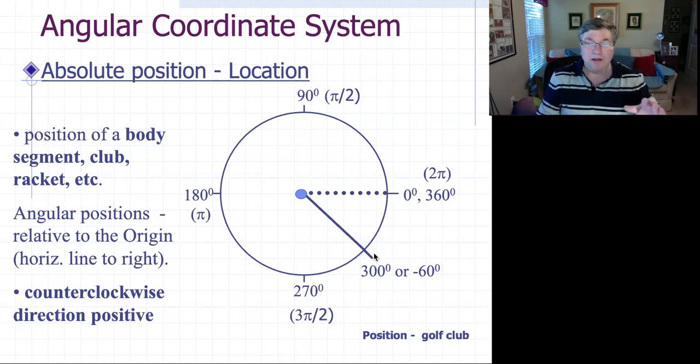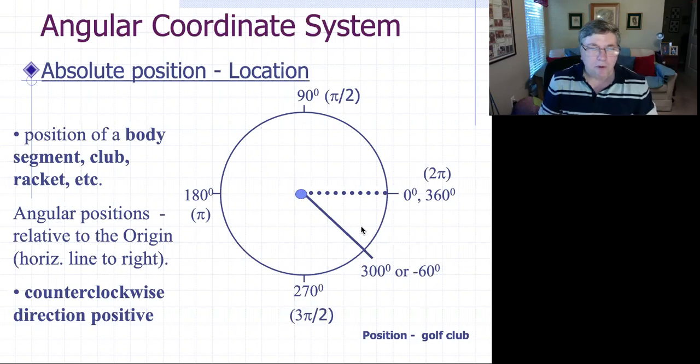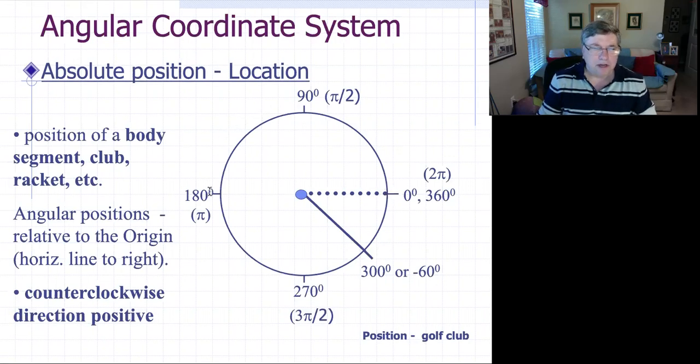If we go clockwise, we have 300 degrees, or when we go clockwise, minus 60. So let's say this is a golf club, or an elbow, or maybe a forearm or an upper arm. If we rotate counterclockwise, that arm is in a position of 300 degrees. If we rotate clockwise, to the same position, it's minus 60. So these are equivalent positions. Keep those in mind when we're doing joint analysis.